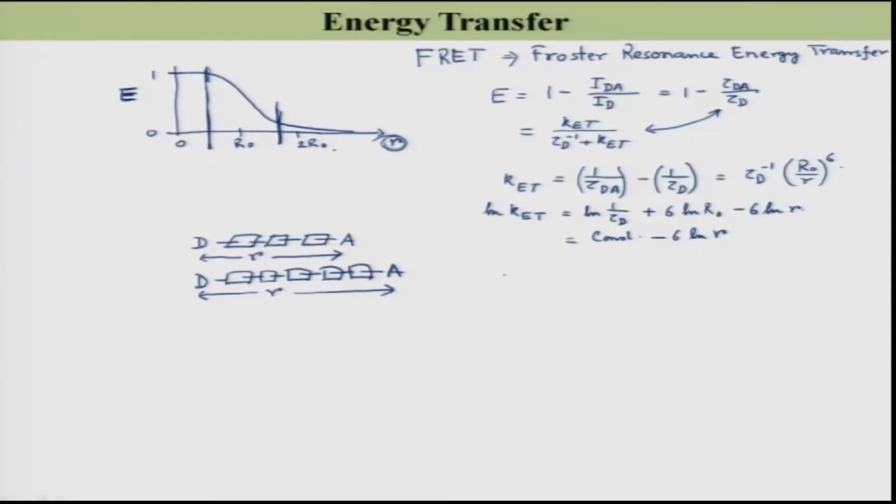So, what you simply do? You simply plot ln k_ET versus ln R, because you know all those things, and it was proved that the slope in this case is equal to minus 6. The slope is equal to minus 6. That is it. It is already proved, right, that the Foster resonance energy transfer is actually operational.